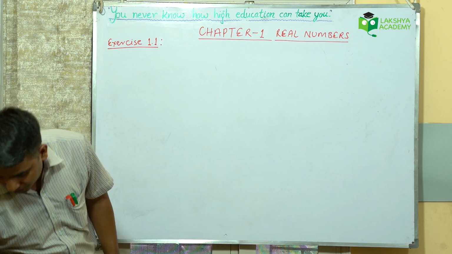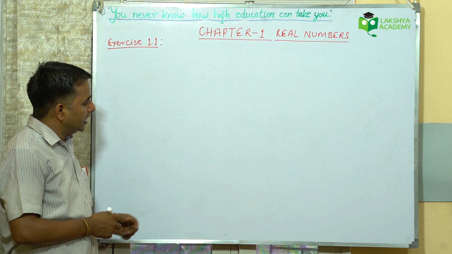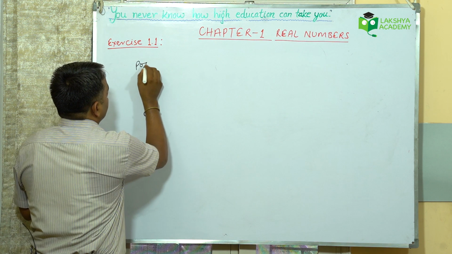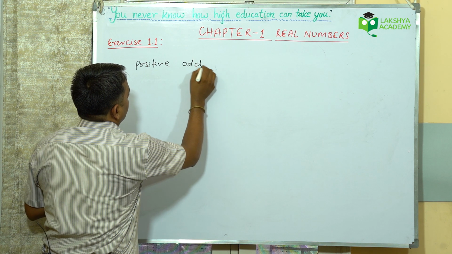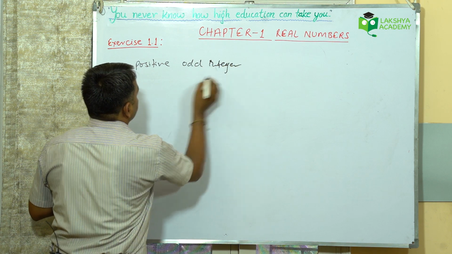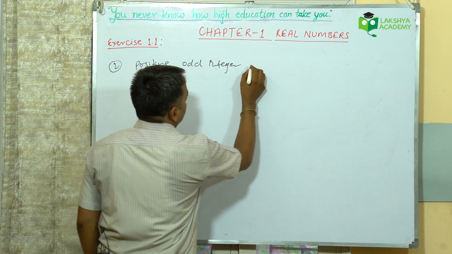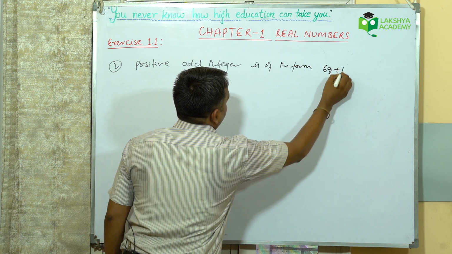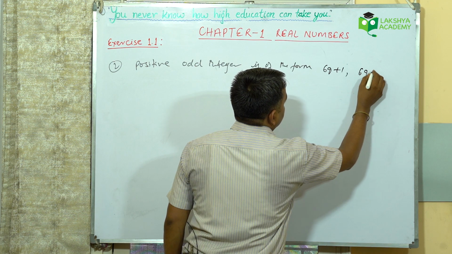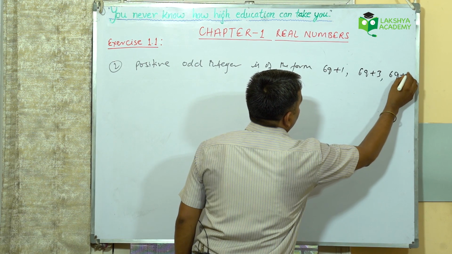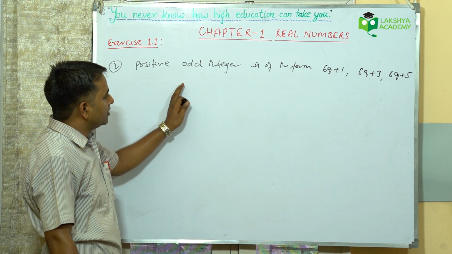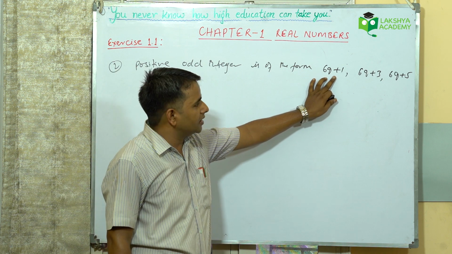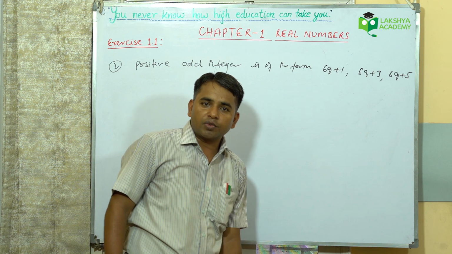Now coming to the second question. Show that any positive odd integer is of the form 6q plus 1, 6q plus 3 or 6q plus 5. This we need to prove, that any odd integer will be in the form of 6q plus 1, 6q plus 3 or 6q plus 5.